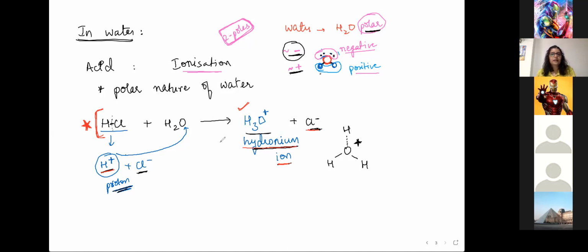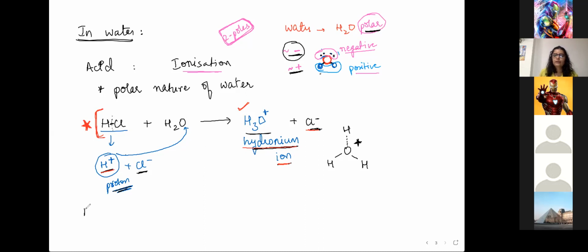Okay. So this is the story of acids. Acids ionize. In reality, H plus ions are not capable of existing. They don't stay like this as H plus. They immediately attach themselves to the nearest water molecule and form hydronium ion.